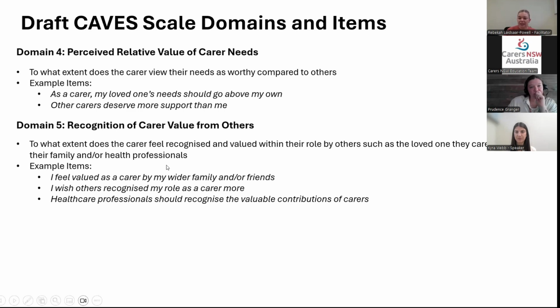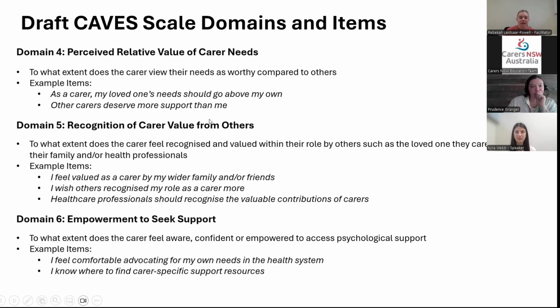Recognition of carer value from others. So, understanding and measuring the extent that the carer feels recognised and valued. And then finally, empowerment to seek support. So, developing items that really look at the extent to which the carer feels aware, confident, or empowered to access psychological support. So that's in its very draft stage. This is right at the beginning.